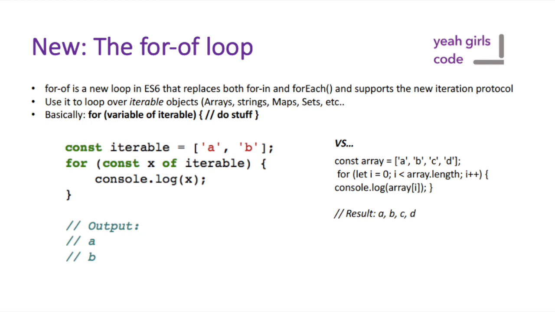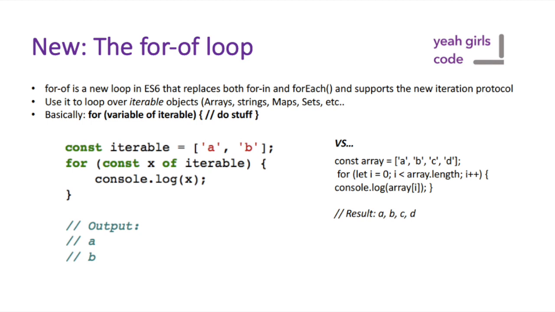Basically, the for of loop does for the variable of an iterable, and then you have the function which does stuff. You could look at this code compared to the previous code, which is much more verbose, and you're declaring a lot of things that don't take a lot of your time, but it's those little things that just pile up. So if you look at how you would use the for of loop, you have the const iterable with a, b, it's an array, so it is iterable. And then you have for const x of iterable, and then you do your thing.